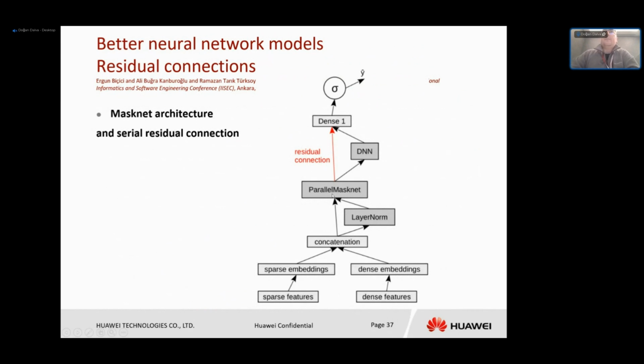And then a DNN is used to transform the input with a dense layer, and a sigmoid is used to obtain the final output. Here we add the residual connection to where the DNN is used, in a serial connection. So this is serial connection because directly the output of parallel MassNet is used as input to DNN and then to dense layer. And we add a residual connection here.